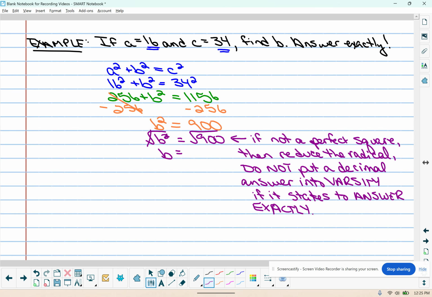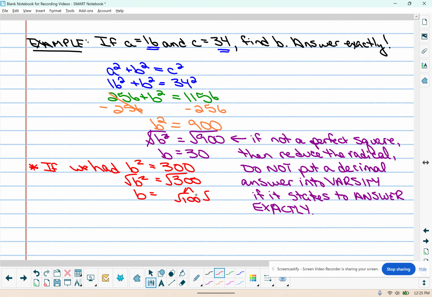And this one does happen to come out to be a perfect square. The square root of 900 is 30. Okay, so this one would be B equals 30. But if instead, so here's what I mean by that. If we had B squared equal to 300 instead of 900, then when we took the root of B squared and we took the root of 300, that's not a perfect square. So we would have B equal to, and this would maybe be 100 times 3. The root of 100 is 10. So B would be equal to 10 radical 3. And this would be the exact answer.